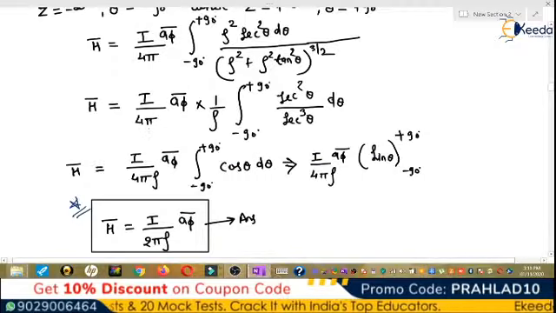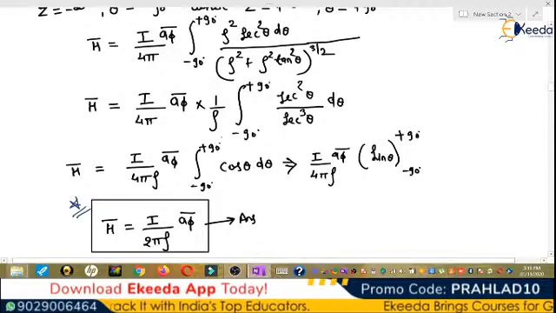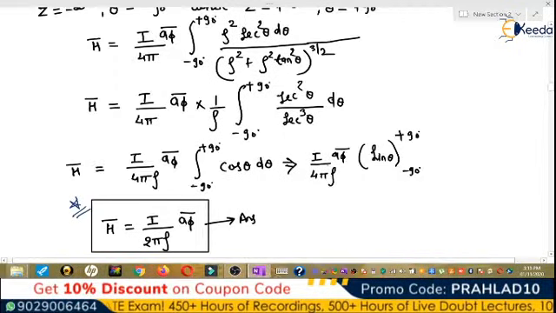So I upon 4 pi a phi vector cross product with 1 over rho, from minus 90 degree to plus 90 degree, sec square theta over sec cube theta d theta. So 1 over sec theta is cos theta. When we solve it, this answer comes as I upon 4 pi rho a phi sin theta, and the limit is minus 90 degree to plus 90 degree. So sin 90 minus sin of minus 90 degree.